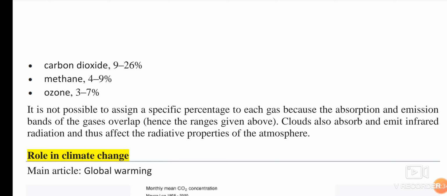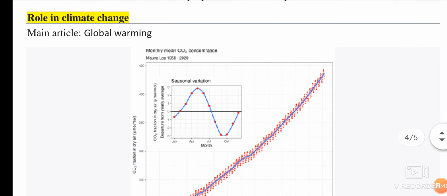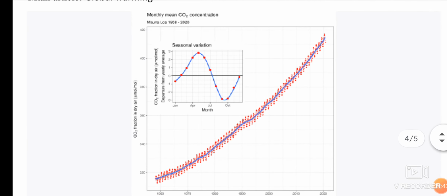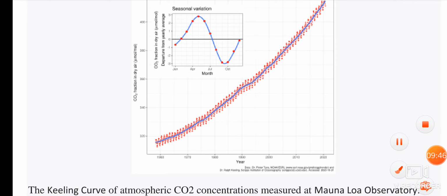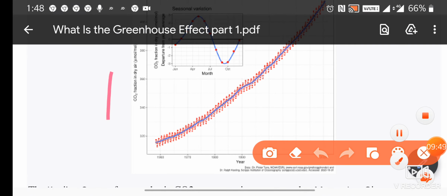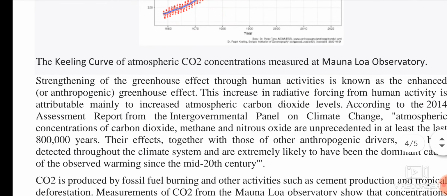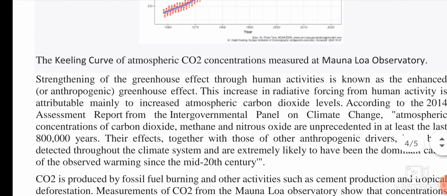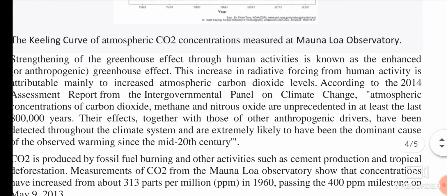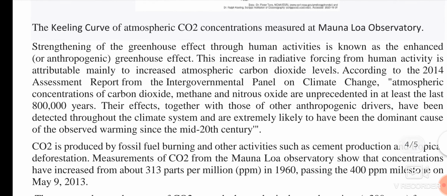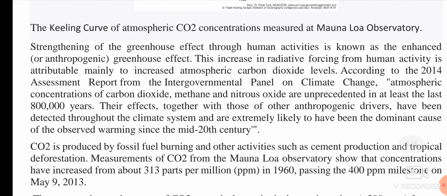And effect of greenhouse gases, greenhouse effect is majorly global warming. We can see in this spectrum global warming. This show global warming. So, strengthening of the greenhouse effect through human activities is known as the enhanced greenhouse effect. This increase in radiative forcing from human activity is attributed mainly to increased atmospheric carbon dioxide level.